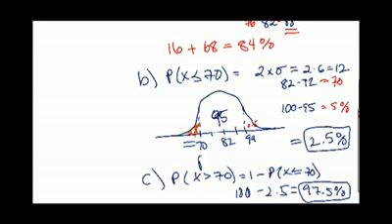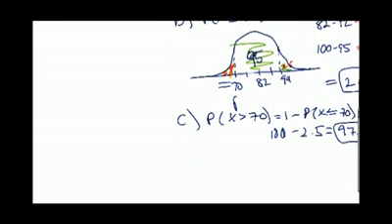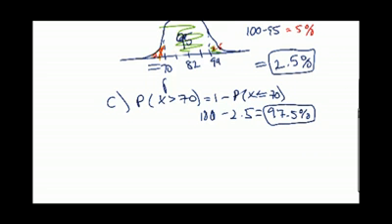The other way you could have done it is just added the two parts here, the 95 and the 2.5. Try to understand it pictorially as well as logically.